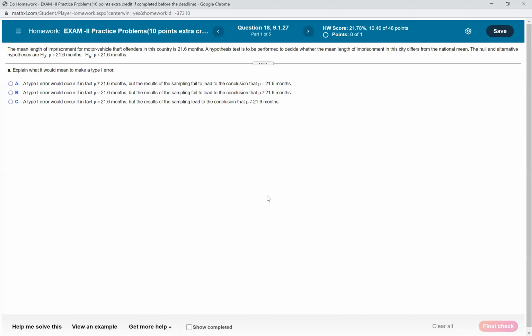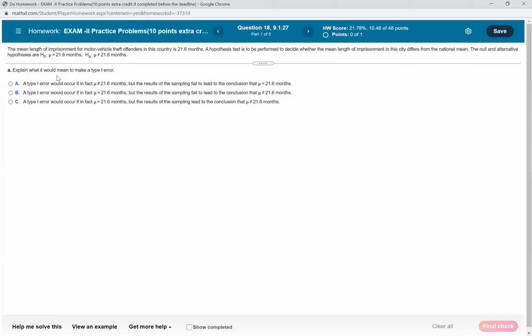Okay, so here we are given the mean length of imprisonment of motor vehicle theft offenders in this country is 21.6 months. So we'll perform a hypothesis test to see whether this city differs from the national mean. So the null hypothesis is this one, and the alternative is this one.